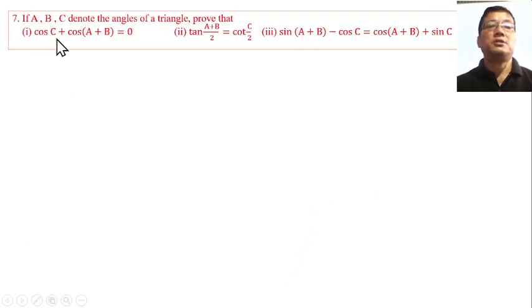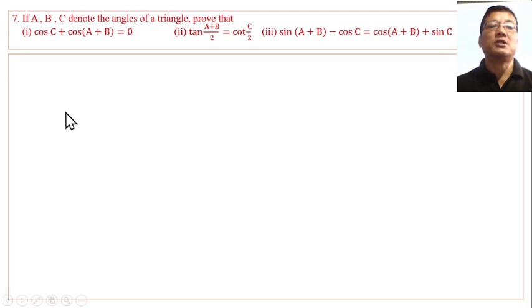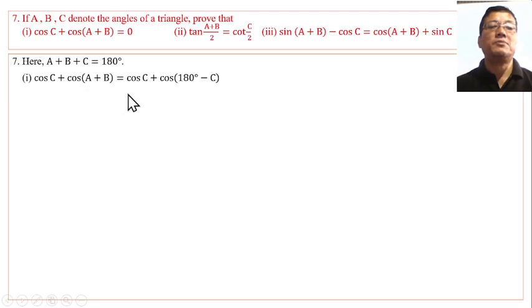If A, B, C denote the angles of a triangle, prove that. The sum of the angles of a triangle is 180, a famous result. Then A plus B plus C, then A plus B is 180 degree minus theta.